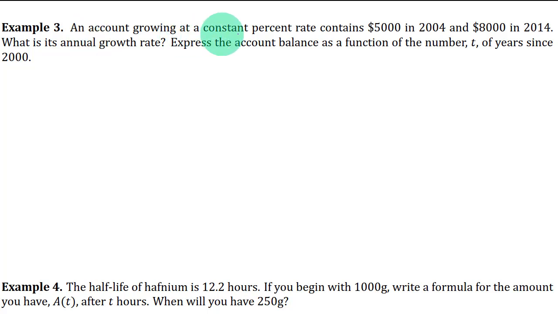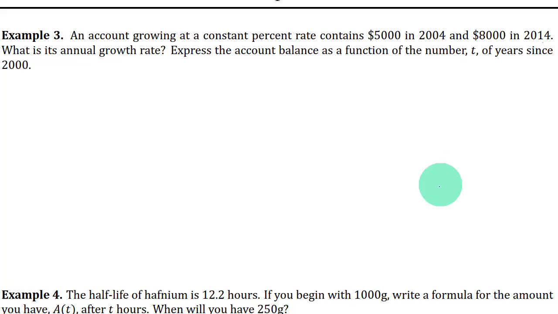An account growing at a constant percentage rate contains $50,000 in 2004 and $8,000 in 2014. Let's find its annual growth rate, which you usually write as a percentage, and also express the account balance as a function of the number of years, t, since 2000. So number of years since 2000 is what's a little different here.